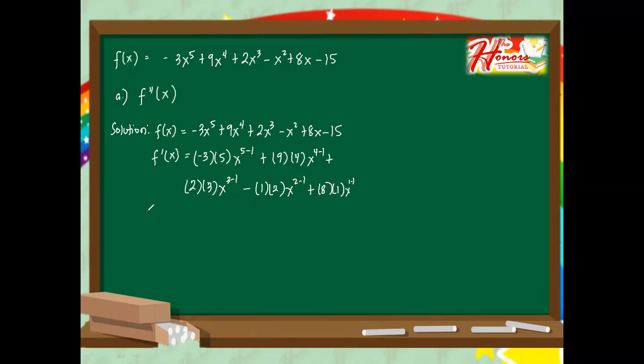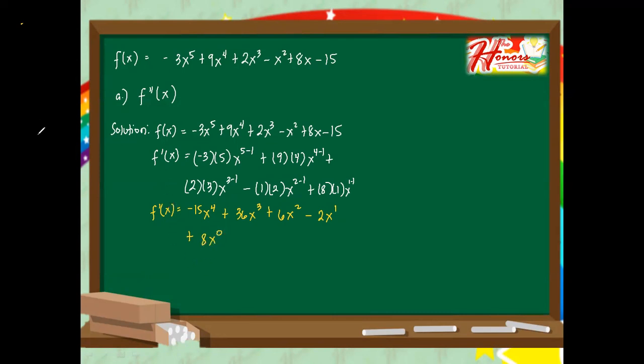I will use another color for us to have some distinction. So this is f prime of x is equal to negative 3 times 5, that's negative 15. X raised to 5 minus 1, that's 4. Plus 9 times 4, that's 36. X raised to 4 minus 1, that's 3. Plus 2 times 3, that's 6. X raised to 3 minus 1, that's 2. Minus 1 times 2 is 2. X raised to 2 minus 1, that's 1. Plus 8 times 1, it's 8. X raised to 1 minus 1, that's 0.